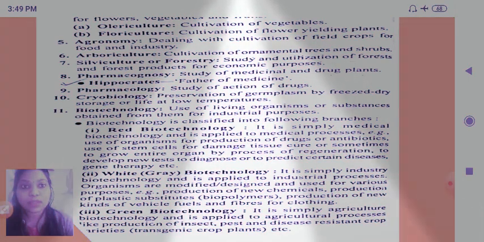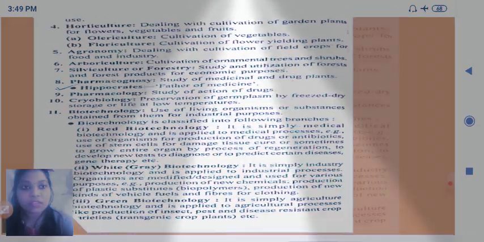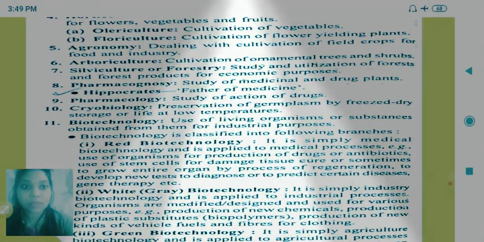Then pharmacology means the study of the action of drugs. Then cryobiology. What do we mean by cryobiology?